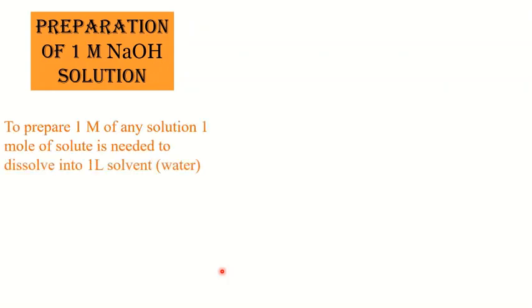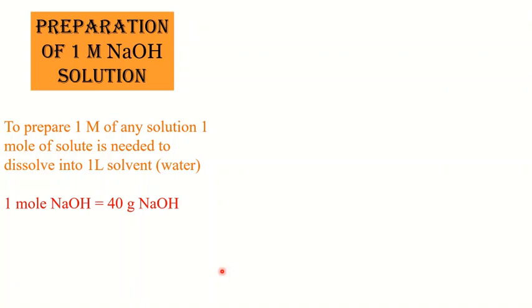Now, preparation of 1 molar sodium hydroxide solution. To make 1 molar sodium hydroxide solution, you need 1 mole sodium hydroxide. 1 mole sodium hydroxide means 40 gram sodium hydroxide. And you need 1 liter water. That means you need 1 liter volumetric flask.